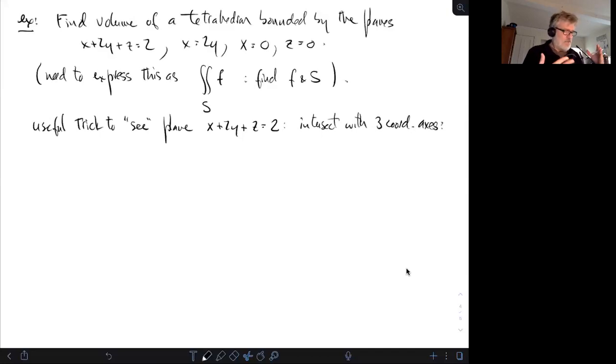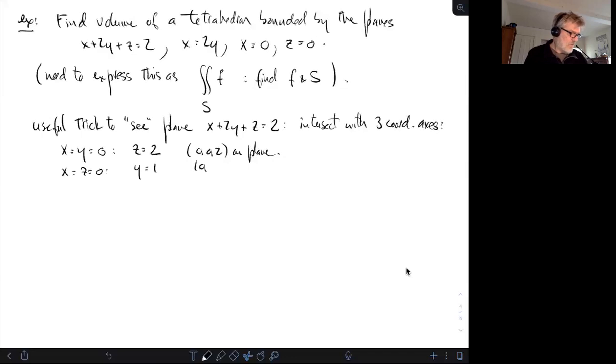Okay, so what are the coordinate axes? Well, you set 2 variables to 0, and this is what you're going to get. So if x equals y equals 0, then here I'm going to get z equals 2, right? So the point 0, 0, 2 is on the plane. If I set x and z equal to 0, you're going to get y equals 1. So 0, 1, 0 is on the plane. And if you set y and z to 0, you're going to get x equals 2. So 2, 0, 0 is on the plane.